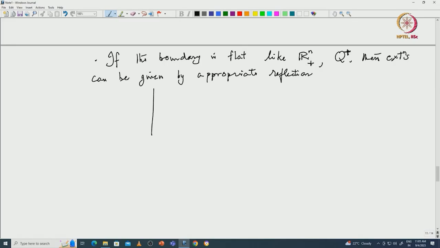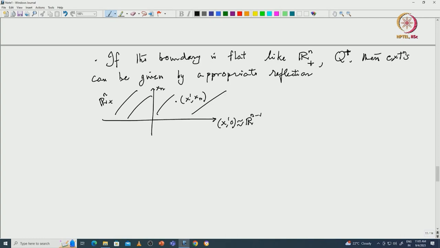You have your space here, and any point here is your x prime, x_n, which we will be using soon. This is your R^n plus, and this is your x prime, 0, identified with R^(n-1). So you can reflect the point here and you get your x prime, minus x_n.